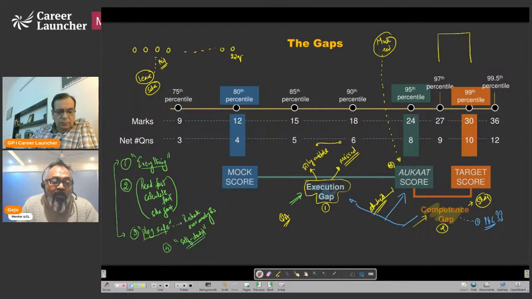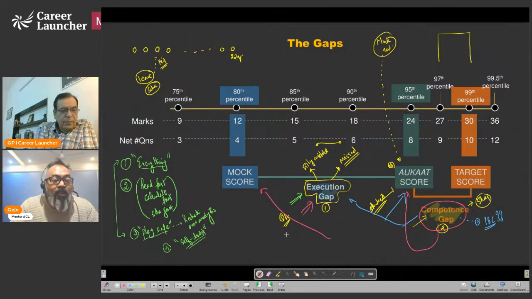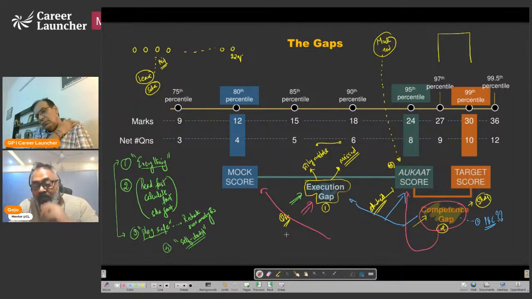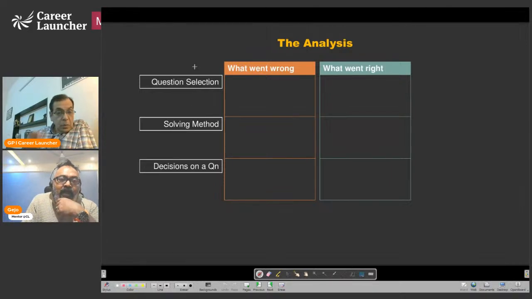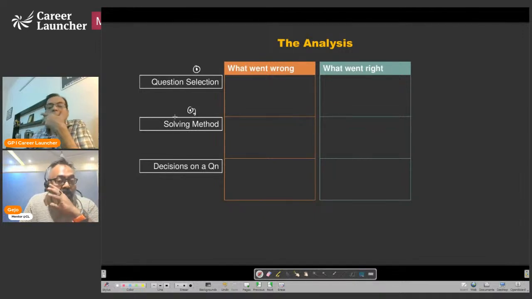And what GP said is, even if you increase your competence, it is going to get into your achievable score, but eventually what happens in the test is important, no? So addressing the execution gap is going to be absolutely crucial in this case. So what you have to do is analyze. I think what GP said is: my question selection, what went wrong in my question selection? What went right in my question selection? In terms of solving, did I hurry? Did I miss out on an easy method? So how did I solve this particular question?